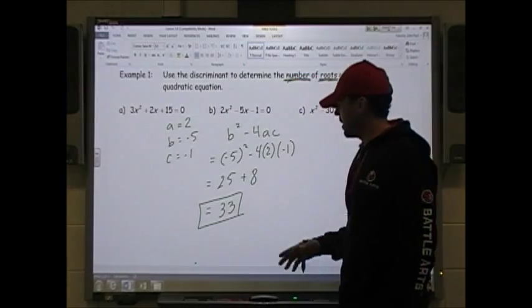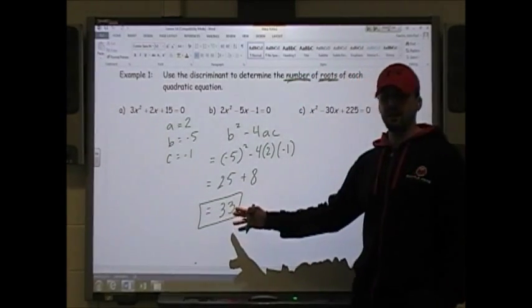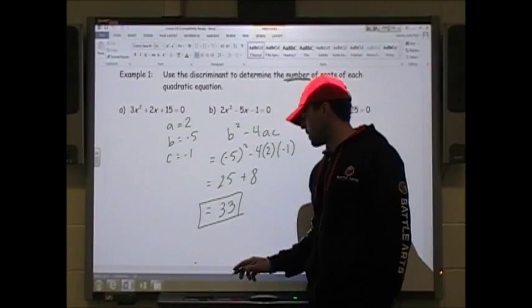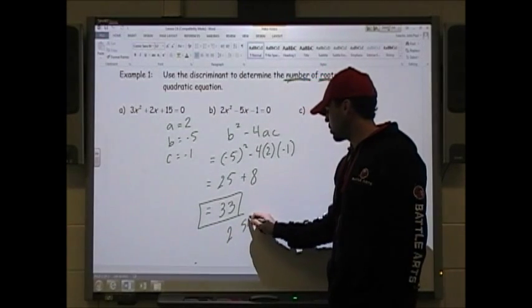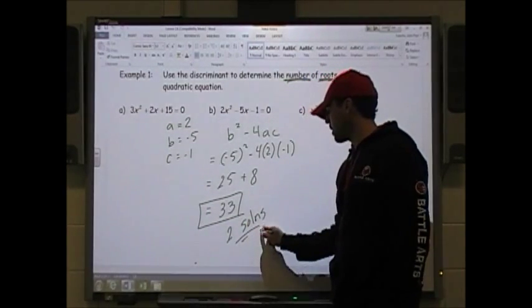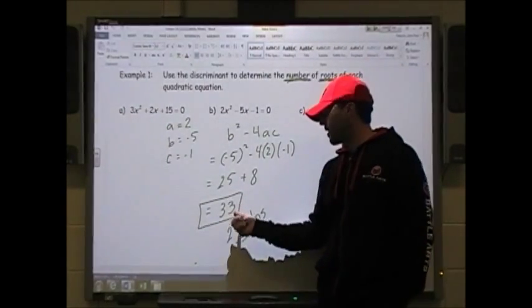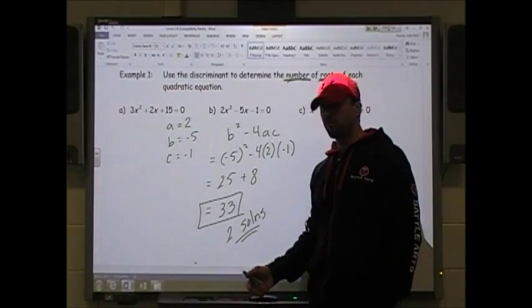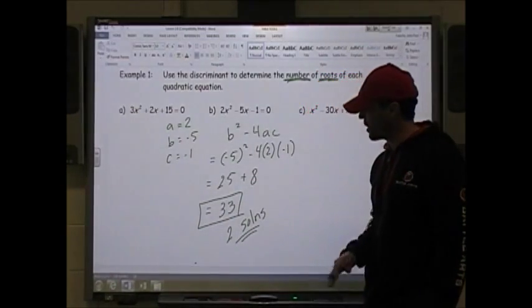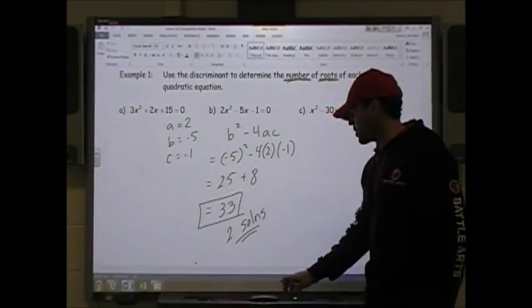So what does that mean? If the discriminant is any number above 0, a positive number, there are 2 solutions, or 2 real roots. And you can also tell that the roots are not going to be nice roots, because you can't take the square root of 33. Underneath that square root sign is going to be a 33. They're going to be some ugly numbers.